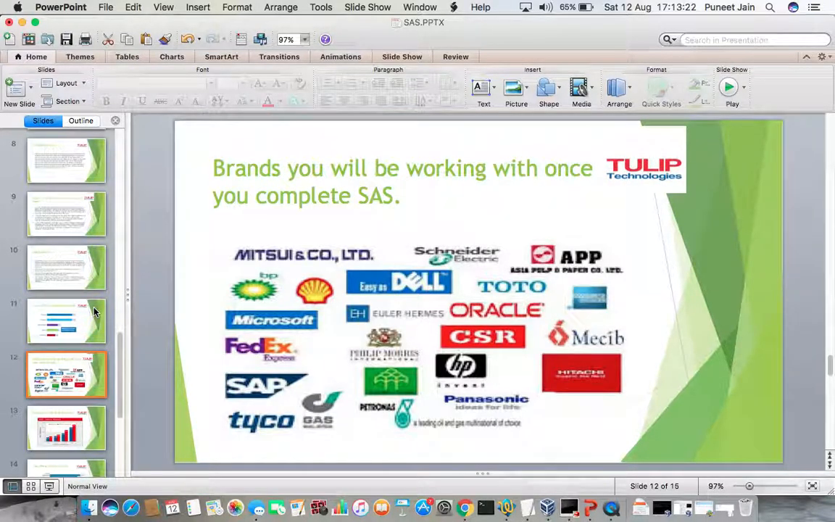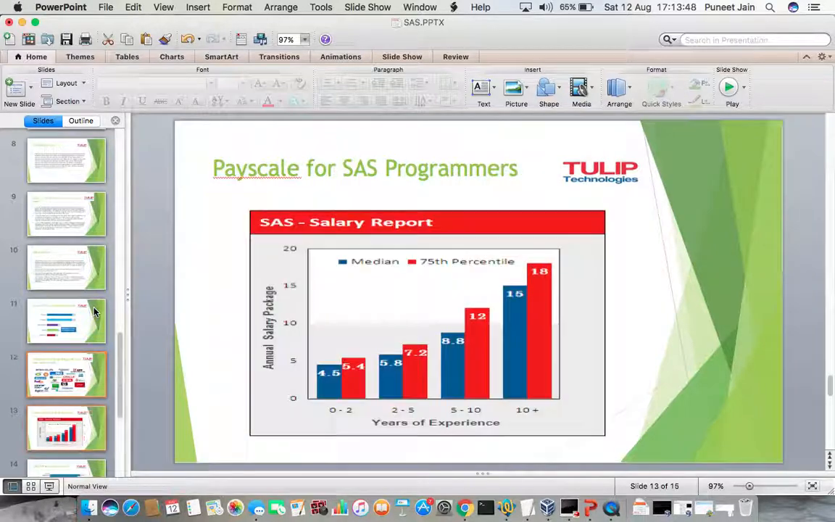The brands you'll be working with once you complete are mentioned here: Schindler, Asia, Pelp, Microsoft, Oracle, CSR, FedEx, SAP, Tyco, Panasonic, Hitachi, Mitsubishi. There are other companies in the market like TCS, Accenture, Infosys, Cognizant, Genpact, Autoportal, and 1MG, and many other big startups which are also hiring for these purposes.